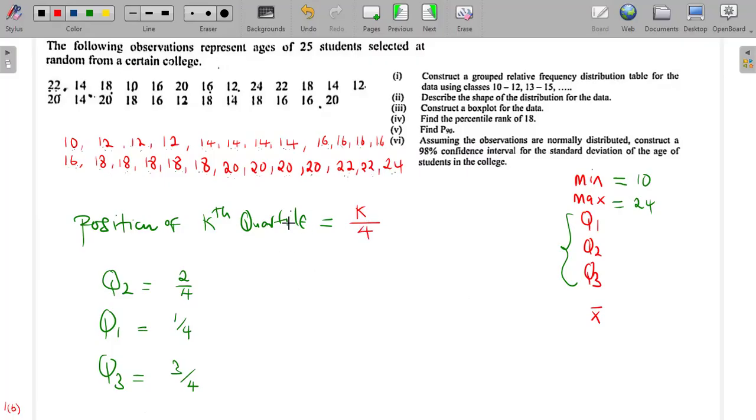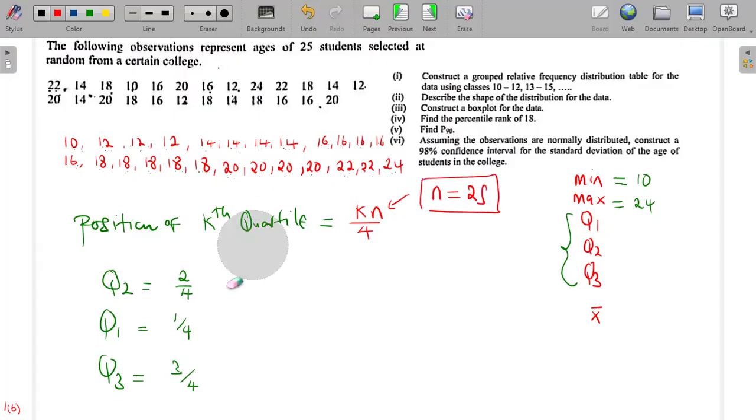So the position of the kth quartile is given by k multiplied by n and then divided by 4. k is the quartile that you're dealing with. If you're dealing with the second quartile, you put the 2 there. If it is the first quartile, you put 1. If it is the third, you put 3 there. And then this n here will just be the size of the sample. In this case, my n will be 25, since I'm dealing with 25 students.